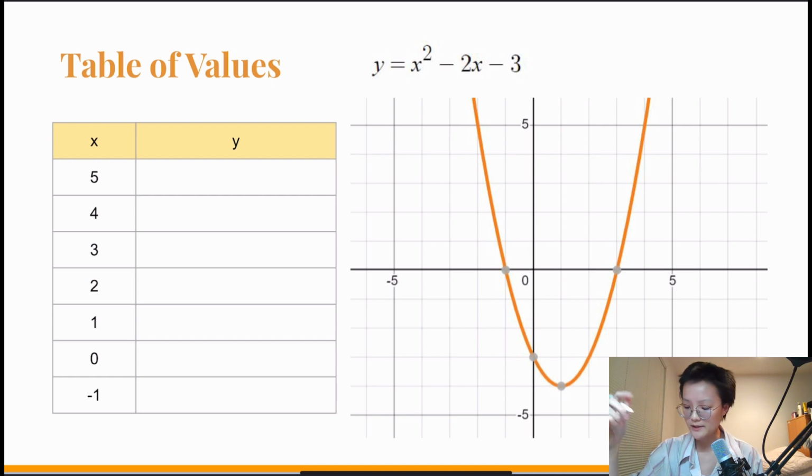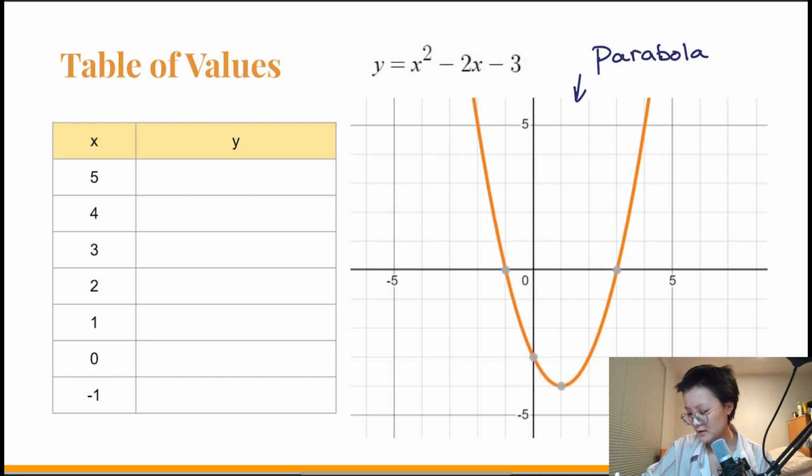Okay, so now let's look at the actual graph of a quadratic equation, which is this orange curve on the right. This shape of a quadratic equation is called a parabola, which can open either upwards, like in the shape of a U, or open downwards, like this. It depends on the sign of the a here, but we will discuss this a bit later.